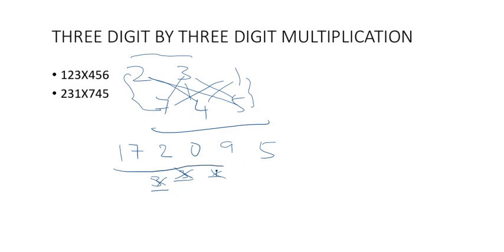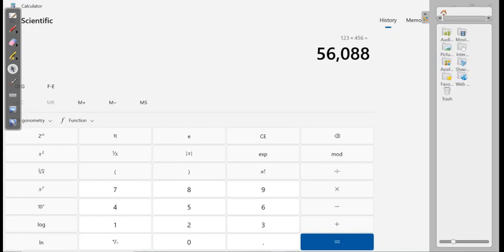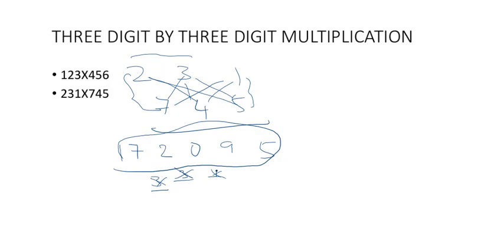So the final answer is 172095. Let me check whether it is correct. 231 into 745. The answer is 172095. Yes, it is 172095.